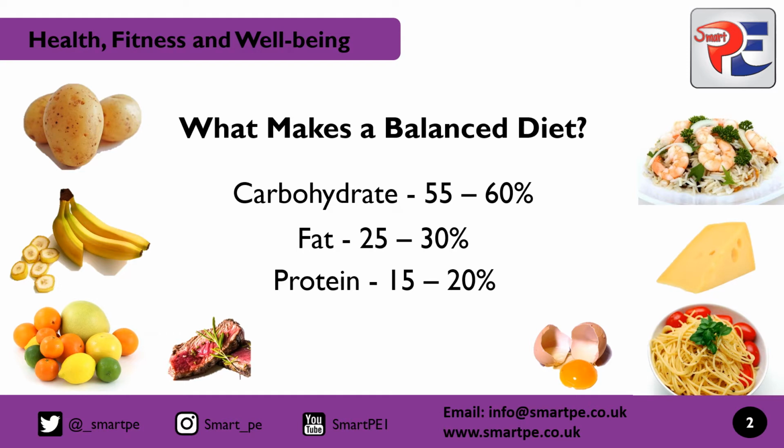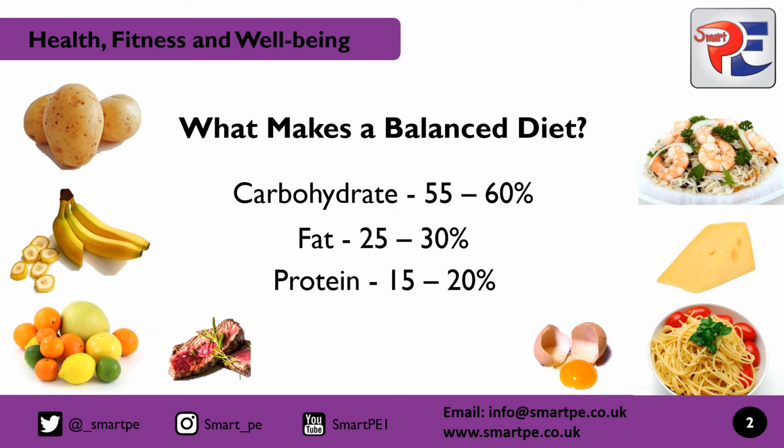Typically a normal person would have 55 to 60% of their diet be carbohydrate based, 25 to 30% would be fats, and 15 to 20% would be protein. Now, obviously it depends on the sport that you take part in or the position within a particular team. That will dictate how those percentages might change.